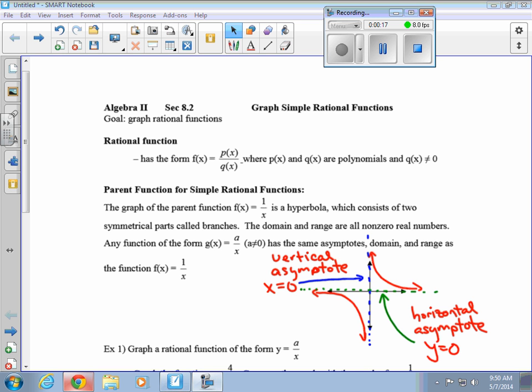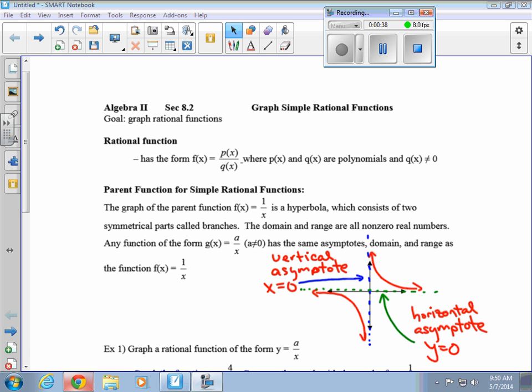Now when we talk about that, basically what they're going to say is that p of x and q of x are polynomials. So we're going to have a polynomial in the numerator and a polynomial in the denominator. So it could be a binomial, it could be a trinomial, it could be a monomial, whatever. But it's going to be polynomials. Now, the ones we look at today are going to be pretty simple.